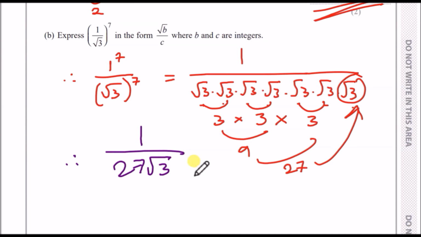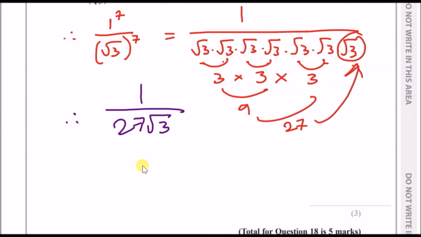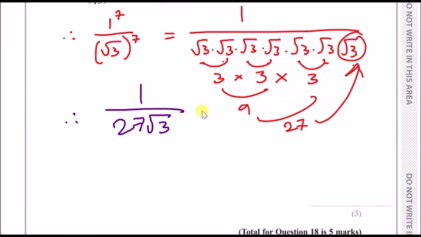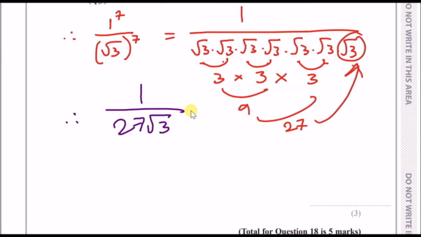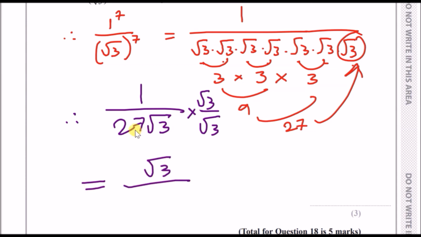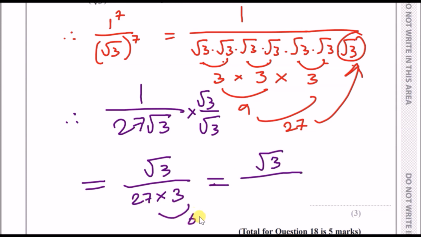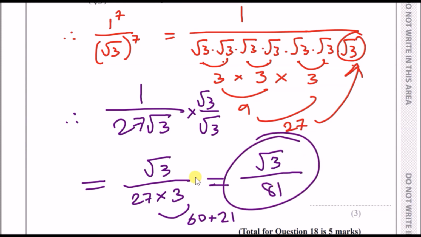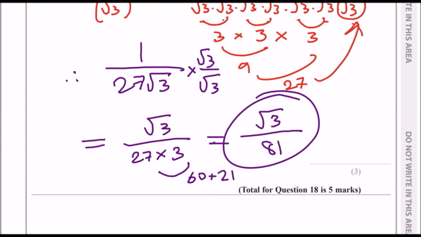Okay, so we're almost done now. This looks like a question you've done before. So here we have to now rationalize it. And to do it, we have to times up and down by root 3, okay? So we're just trying to get rid of the surd at the bottom. If you times up and down by root 3, you get root 3 at the top, and on the bottom, you're going to get 27 times a whole 3. And well, 27 times 3 is, what is it? 20 times 3 is 60, 7 times 3 is 21, so you get 81. So root 3 over 81, and that's it.